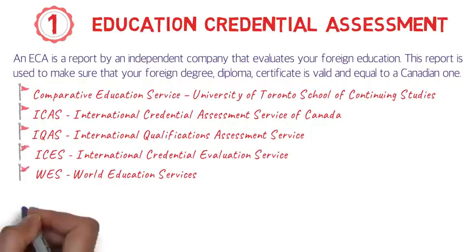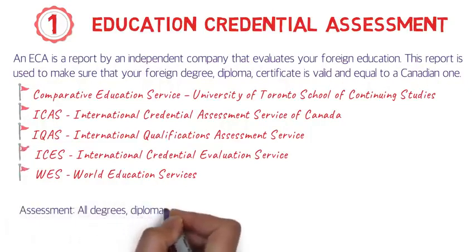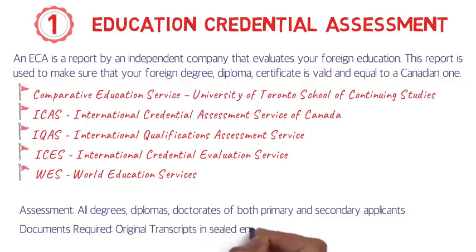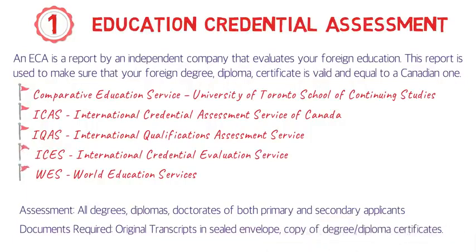Okay, now the assessment is done for all the degrees, diplomas, doctorates of both primary and secondary applicants. So if you're applying with your spouse, ECA needs to be done both for you and your spouse. There will be 2 different applications. Now the documents required would be the original transcript in a sealed envelope and a copy of degree, diploma, certificates. Mind it, 10th and 12th certificates and mark sheets are not at all required. So this is all that is required.